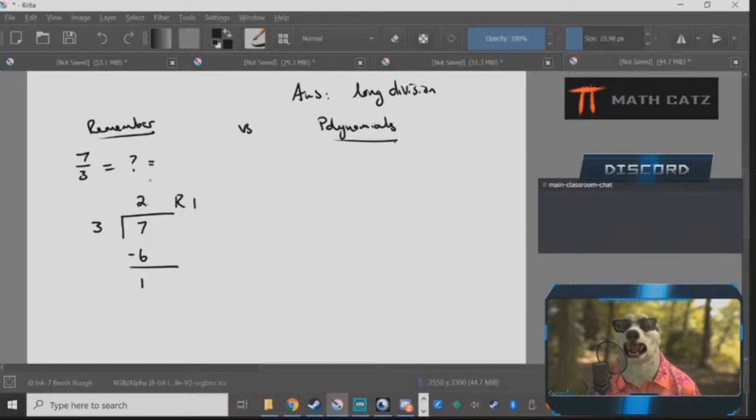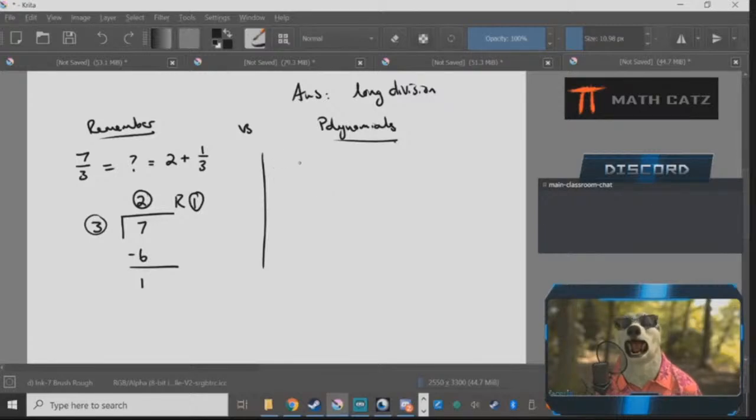This 7 over 3 can then be rewritten using the quotient, the divisor, the remainder as 2, I'll write it as a plus, 1/3, or 2 and a third. The plus is just hidden in the mixed number. Okay, everyone should remember this. It's elementary school, grade 4, let's say. We're going to do the same thing.